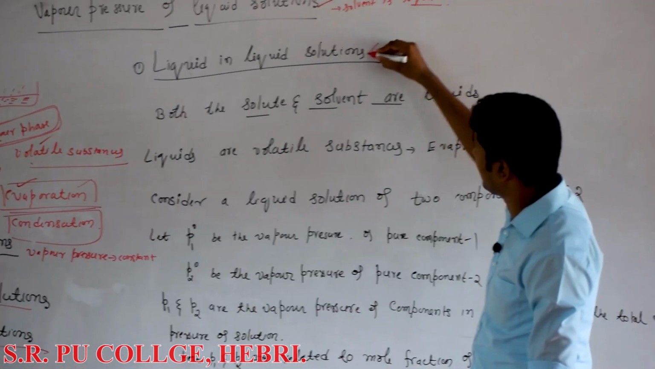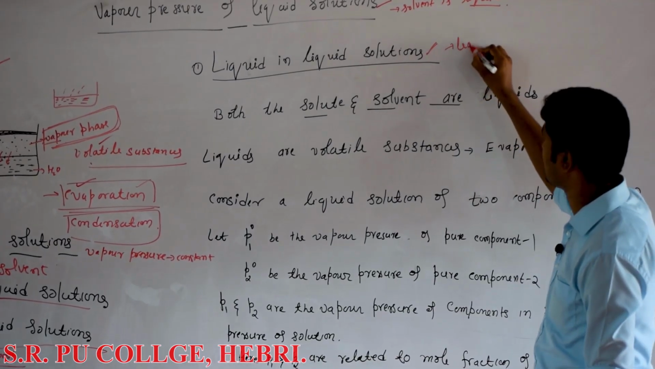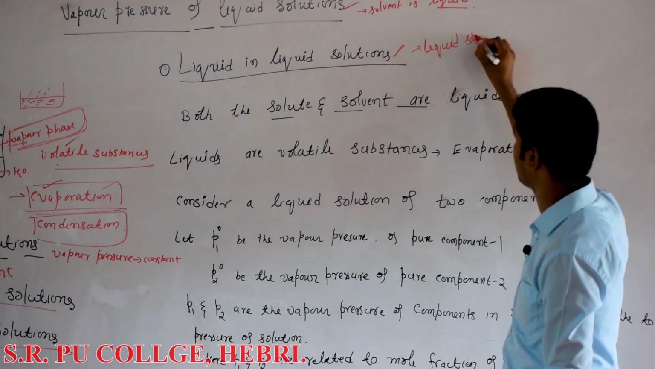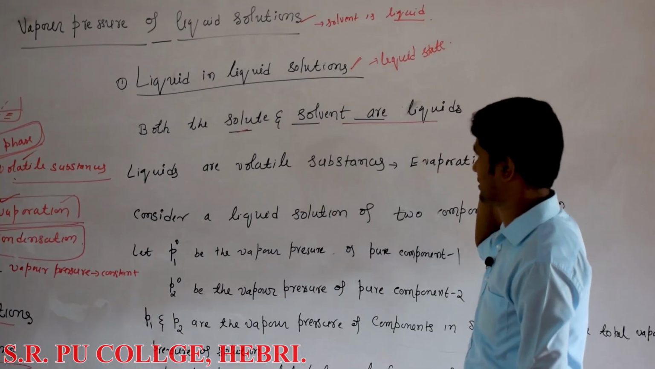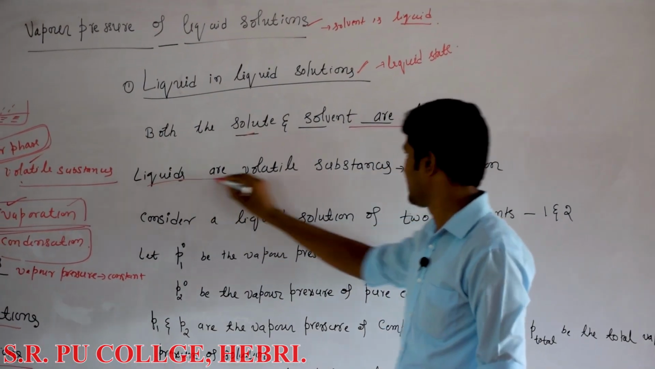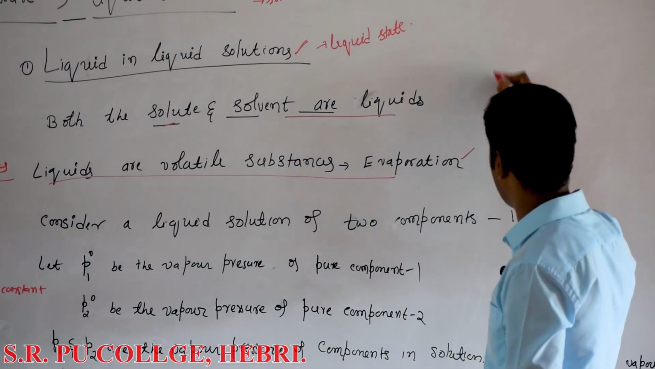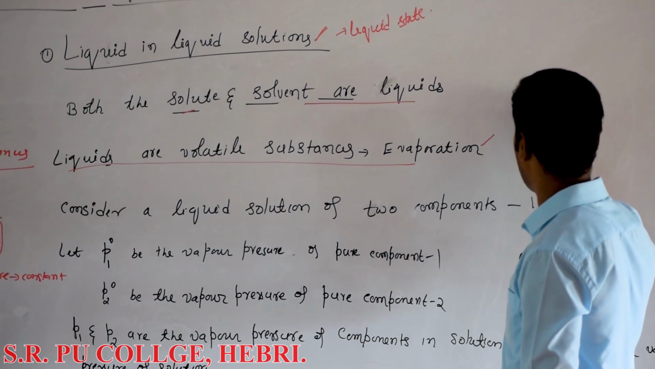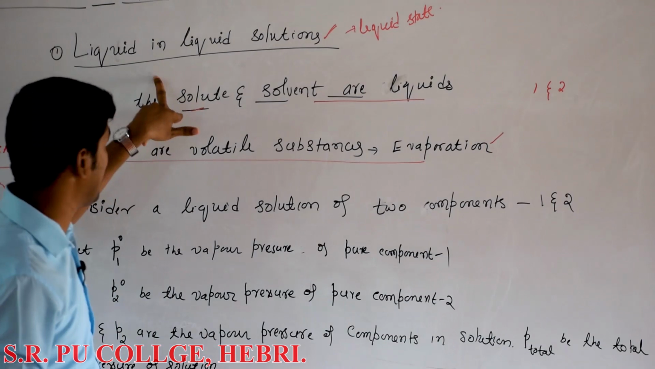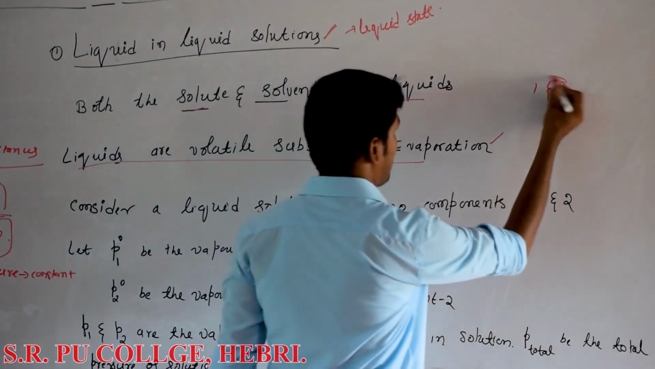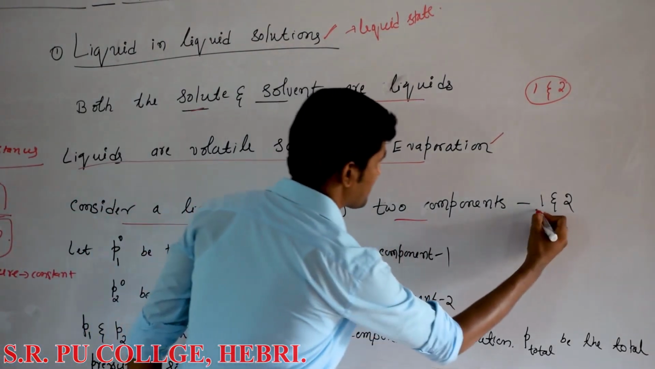I already told you what liquid in liquid solutions are. Here both the components are in liquid state. Both the solute and solvent are liquids. As you know, liquids are volatile substances. They undergo evaporation. In order to explain the vapor pressure of a liquid in liquid solution, we take two liquids, 1 and 2. Consider a liquid solution of two components, 1 and 2.